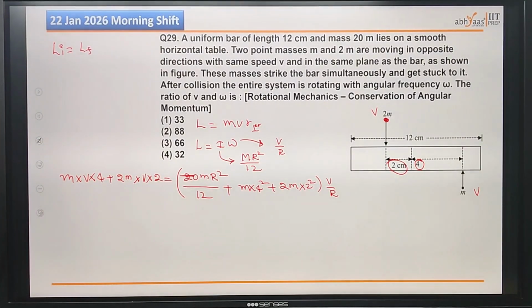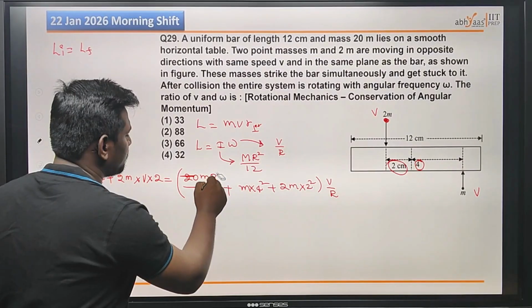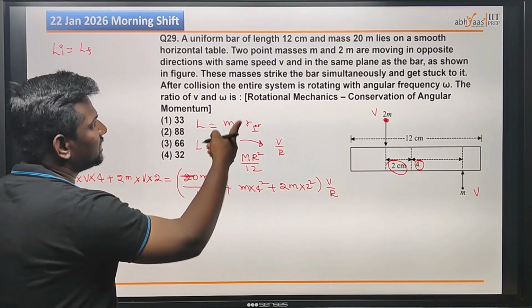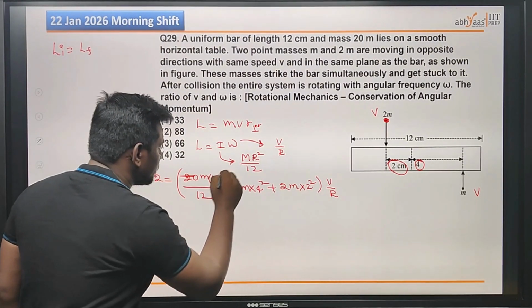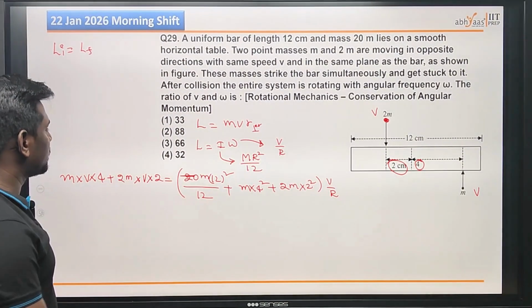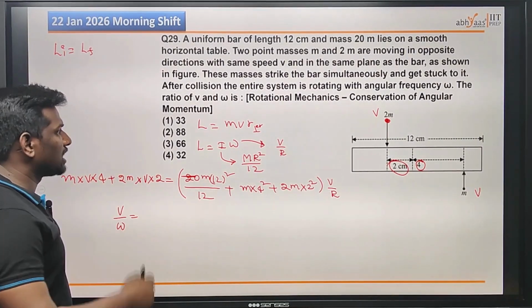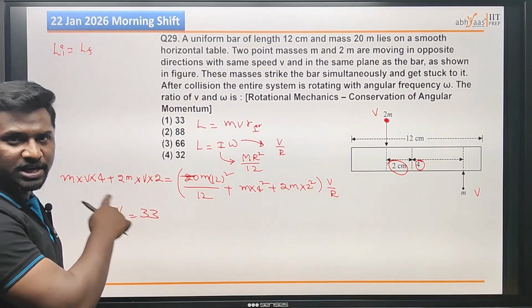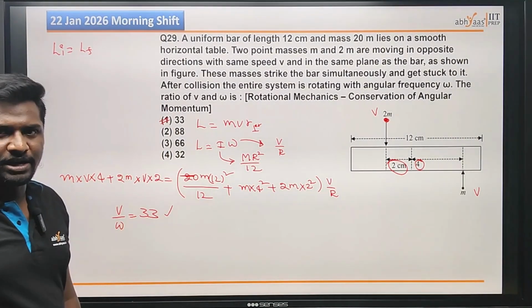This is our final equation. Here you have to take ml square by 12. What is this L? L is nothing but 12 centimeters. So if you observe here, if you solve this entire equation, velocity by omega can be written as 33. You will get the value 33. So option 1 is the right answer.